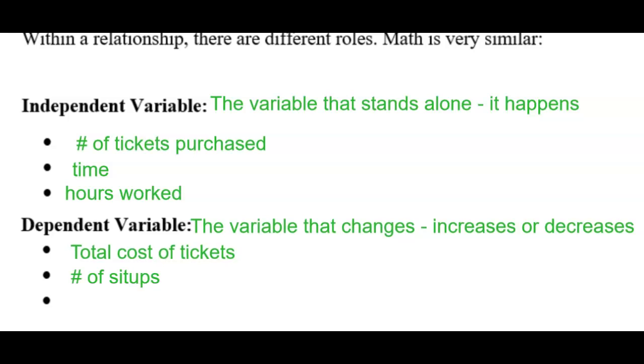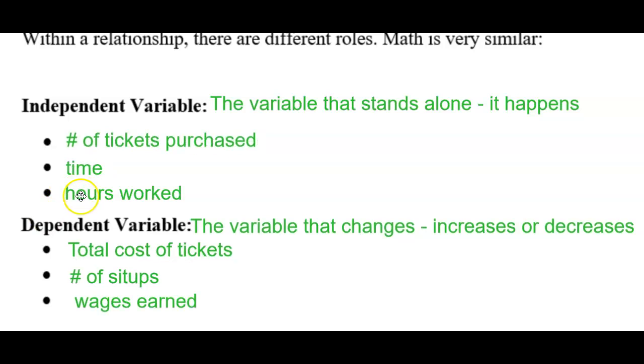Number of sit-ups. If we're doing the number of sit-ups over 5 minutes, the number of sit-ups over 5 minutes is going to be much lower than the number of sit-ups we do over 10 minutes, unless you're really, really out of shape and you stop at 5 minutes because your gut hurts too much. Okay. And then the last example with hours worked would be your wages earned. So if you work more hours, you make more money. All right. So that is independent and dependent.